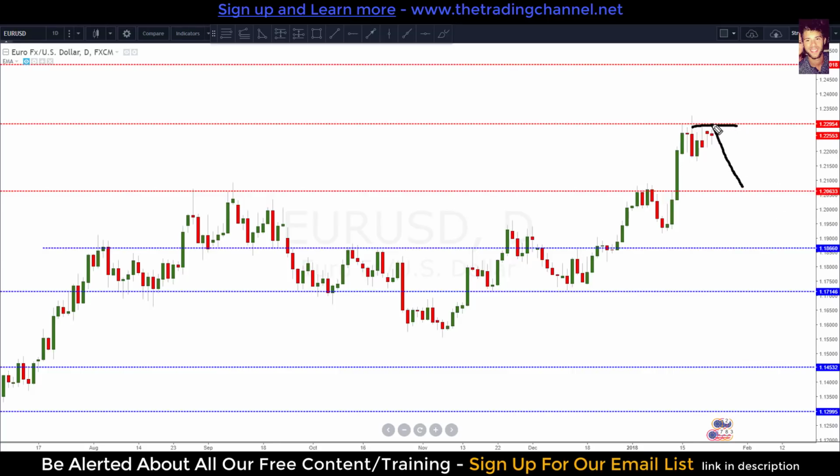So that's the first thing we'll be looking for out of the euro dollar, and of course after that we'll be looking down here at this level around 1.2063 for long opportunities, and as I said, above that we'll be looking for some long opportunities up to our next resistance level.